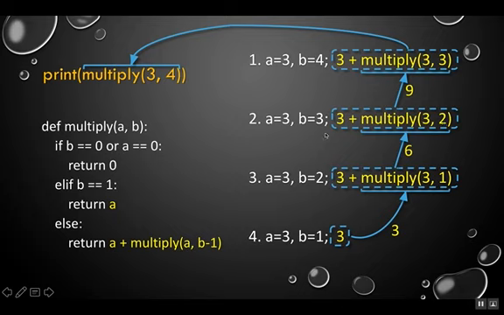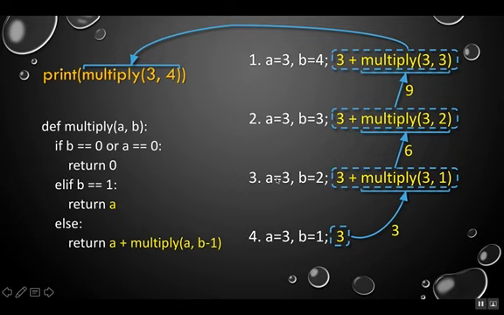Okay, so then it goes, well, I still need to figure out what this is, so it goes back in for a third iteration with the values of 3 and 2. So now A is 3, B is 2. This is false, this is false. It's going to go to the else clause again. It's going to return A plus the result of calling multiply with A and B minus 1.